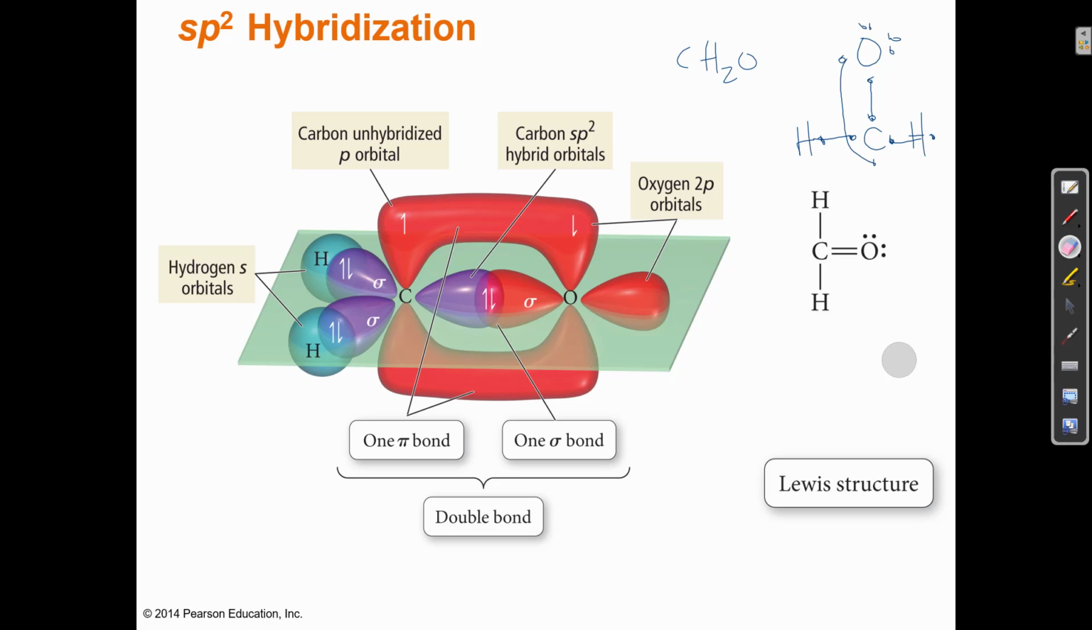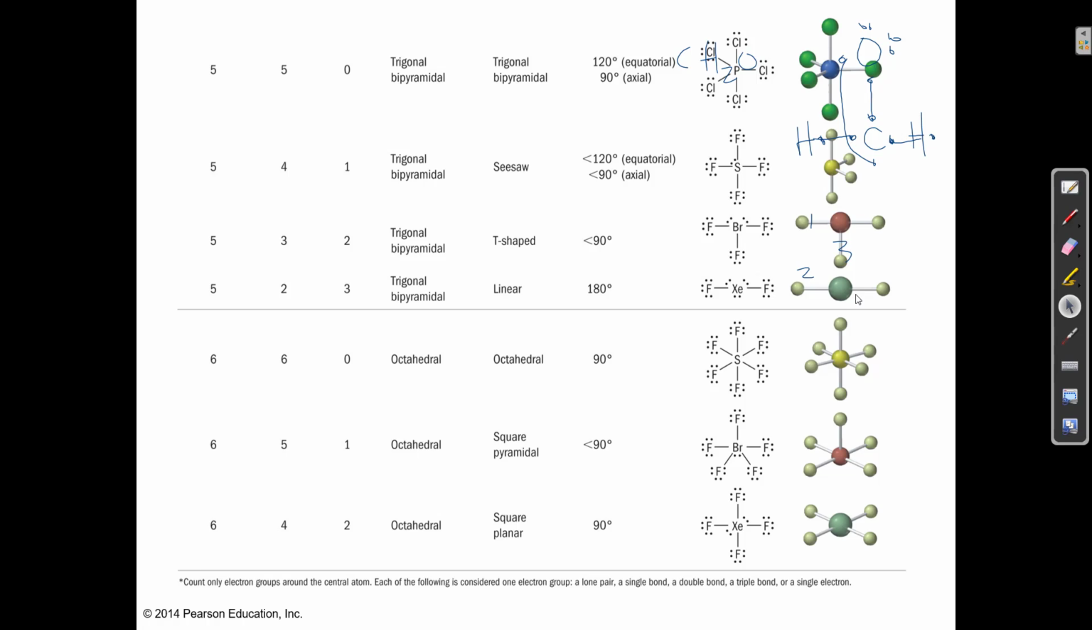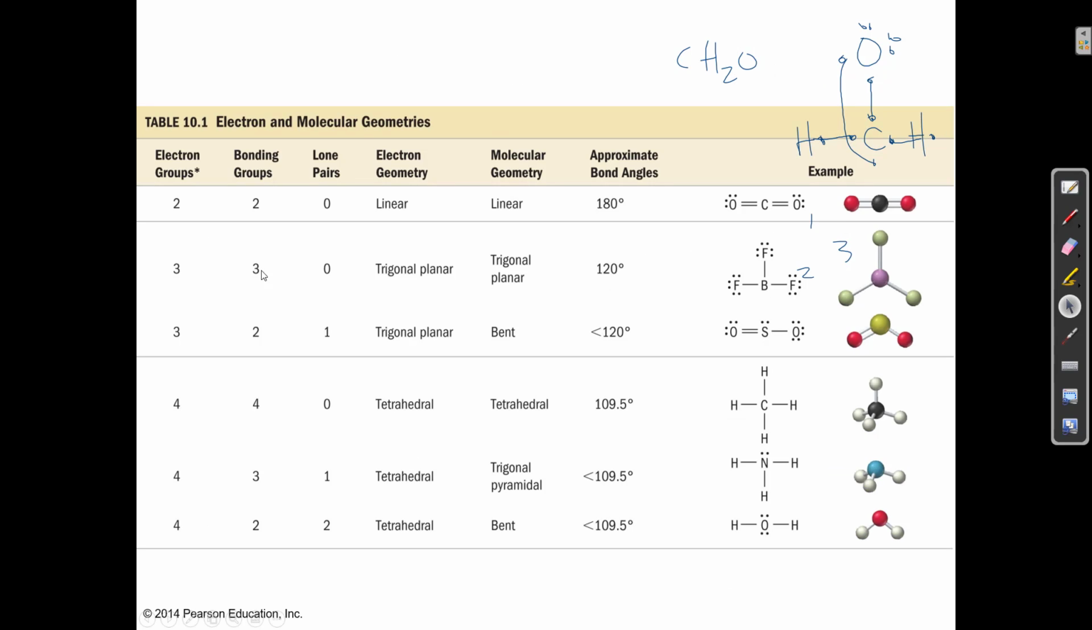Now I can take that one step further and say, this has 1, 2, 3 electron groups around it. 3 electron groups. Remember, a double bond and a triple bond still count as 1. So 1, 2, 3. So then I can go back to my table and say, okay, this has 3 groups, 3 bonds, and 0 lone pairs. 3 bonds and 0 lone pairs is called trigonal planar electron geometry. And since there's 0 lone pairs, it's also called trigonal planar molecular geometry.